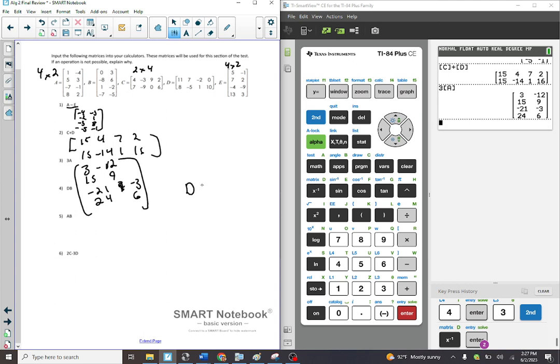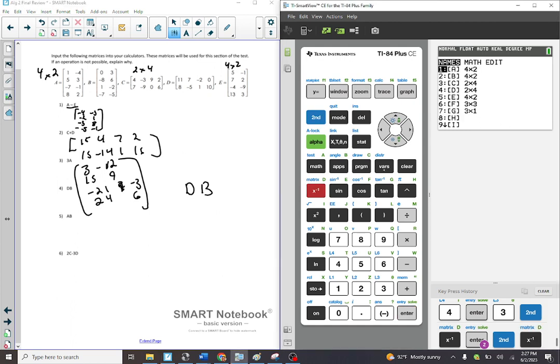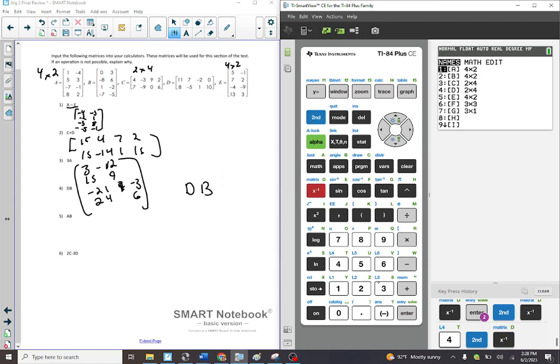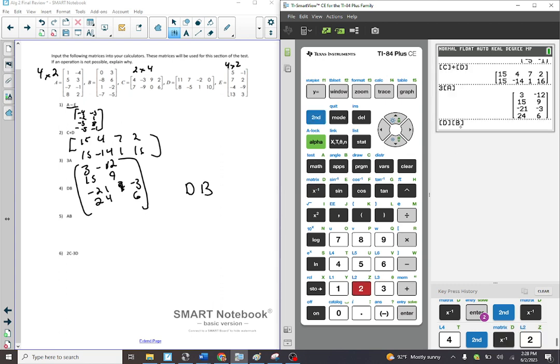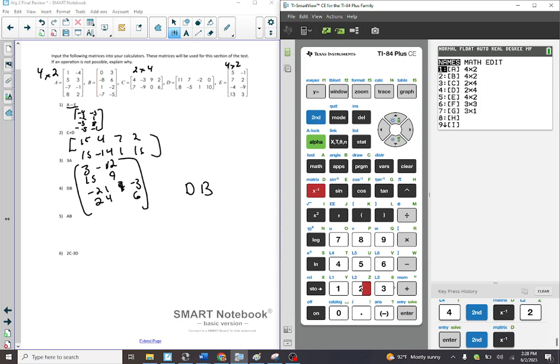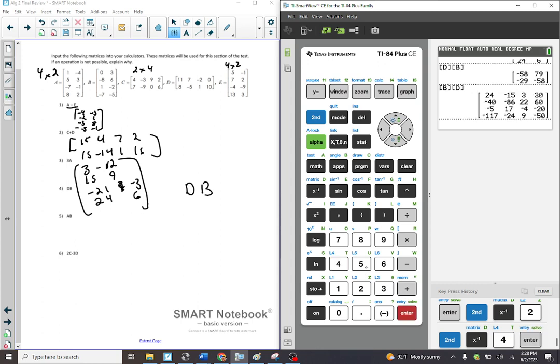Now notice I have DB. You can multiply matrices. To multiply matrices, you put them in your calculator. Luckily for me, I already put it in my calculator. The one thing that's very important is you have to make sure you put it in the right order. If you put BD versus DB, you're going to get different answers. Matrices are not commutative, aka the order matters. So make sure you put it in the correct order. DB is the one I wanted. So DB is -58, 79, -29, -58.